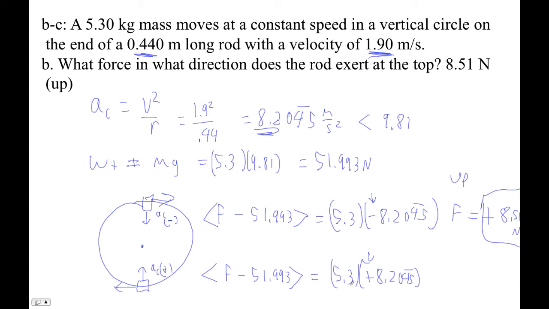So we go 5.3 times A plus 51.993, and I'm getting 95.47 or 95.5. Ta-da. So that's the force at the bottom. And this force is upward. It's always up at the bottom, right? This force at the bottom is always up. Hope that helps.